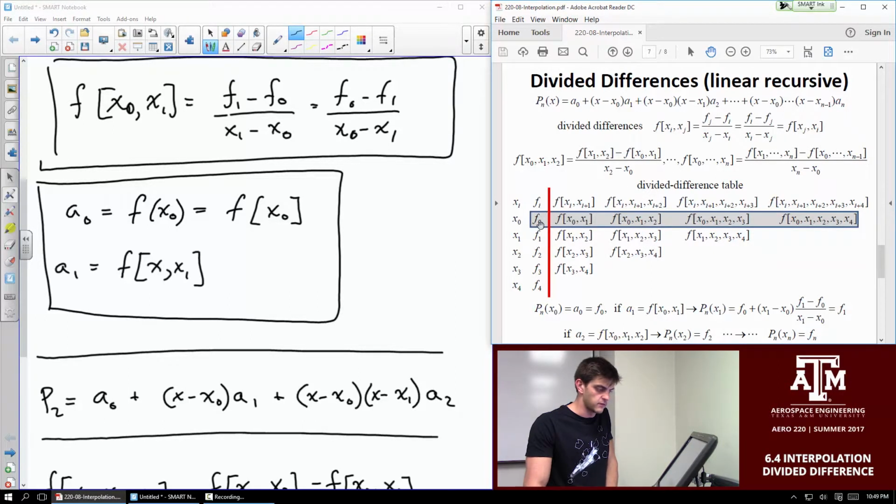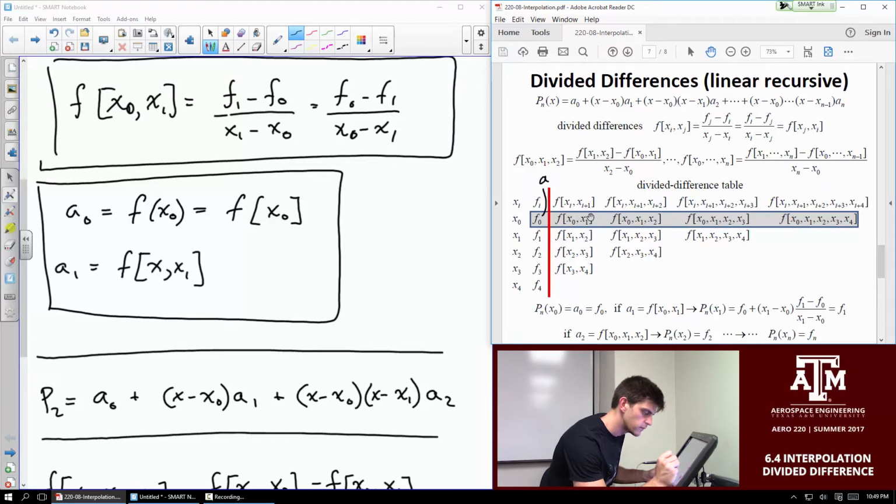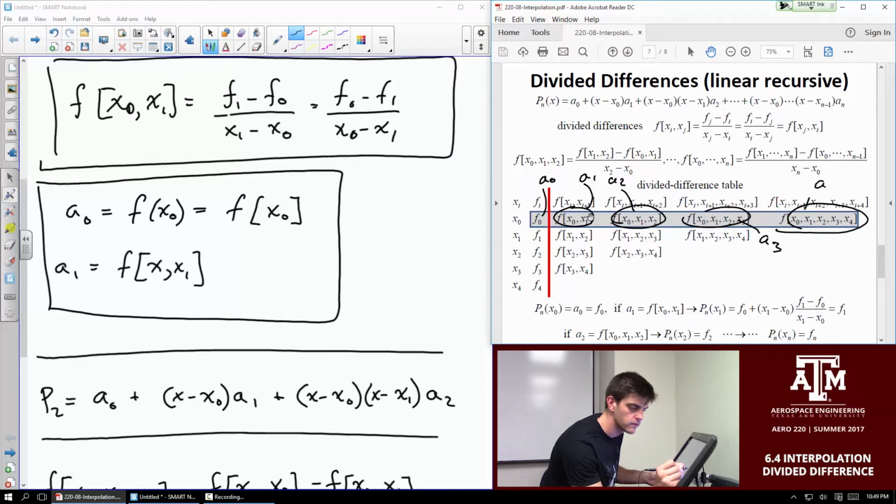This is the a sub 0 coefficient. This is the a sub 1 coefficient. So this is a sub 0. This is a sub 1. This is a sub 2. This is a sub 3. This is a sub 4.